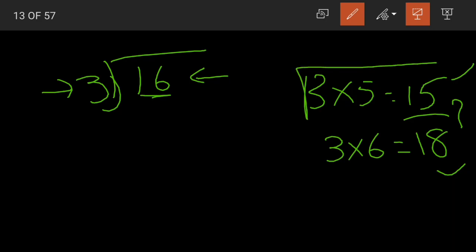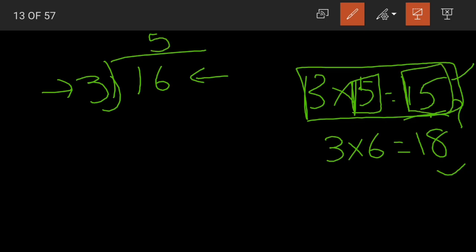We should always go for the lesser number, children. So we go for the lesser number, 15 here. And how many times does 15 come? 3 fives are 15. So 5 comes in the place of quotient and the product 15 is written just below our dividend. Now what will be our next step?